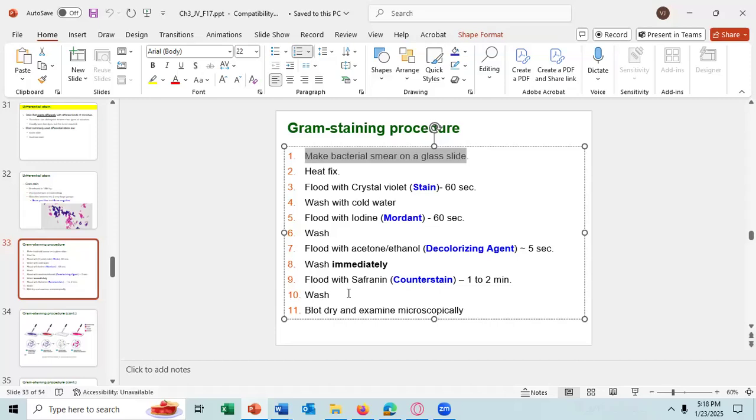And then you just push the bibulous paper down on the slide. You do not move the slide against the paper. You do not move the paper against the slide because that will pull off the cells. You just blot it dry where you push the bibulous paper down on the slide. That will remove enough of the water. You can then apply oil and look at the specimen under the microscope. Any question about any of that?